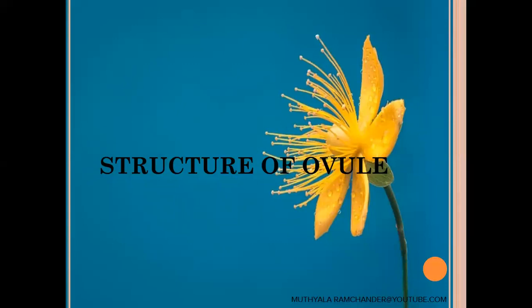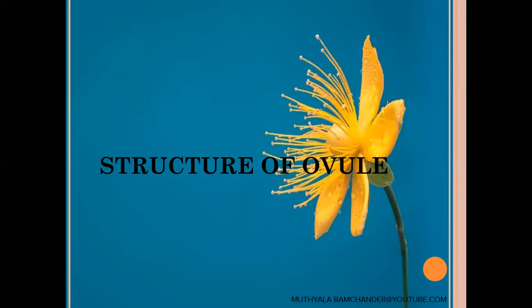The structure of the ovule belongs to the female reproductive organ of the flower. The female reproductive organs of the flowers are called carpels. Carpels contain the ovule or ovary, style and stigma.